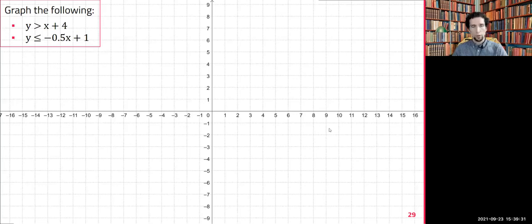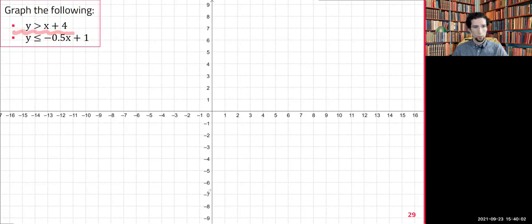This is a short video just explaining what I didn't quite have time for in class about how to graph inequalities, linear inequalities. So let's just get straight to it. You can see the two that we have up here. So y is greater than x plus 4, and also y is less than or equal to negative 0.5x plus 1. So we'll start with the first one.